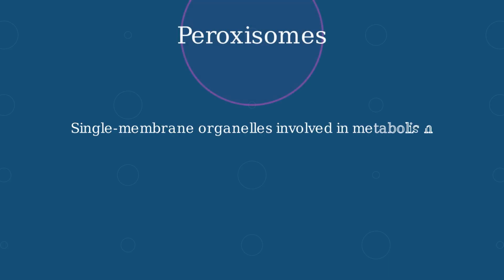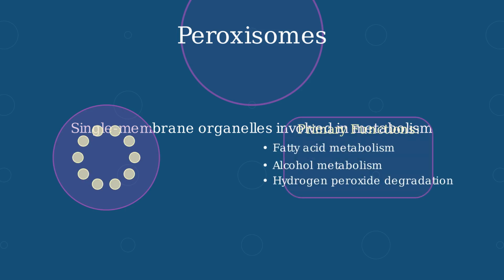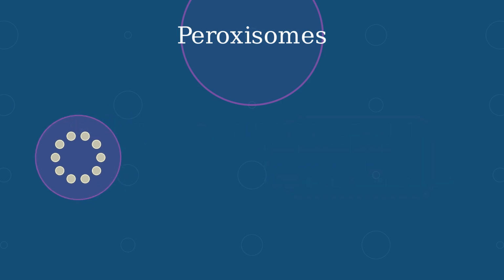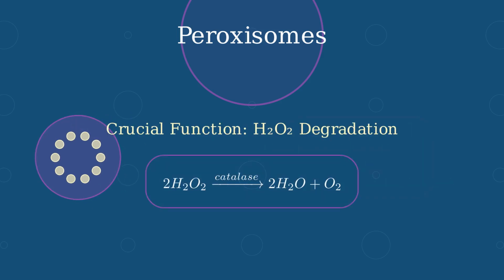Peroxisomes are specialized organelles found in eukaryotic cells. Peroxisomes participate in several crucial metabolic processes, including fatty acid and alcohol metabolism. Their most crucial function is degrading hydrogen peroxide, which is highly toxic to cells. Peroxisomes contain the enzyme catalase, which converts hydrogen peroxide into water and oxygen through the reaction 2H2O2 → 2H2O + O2.